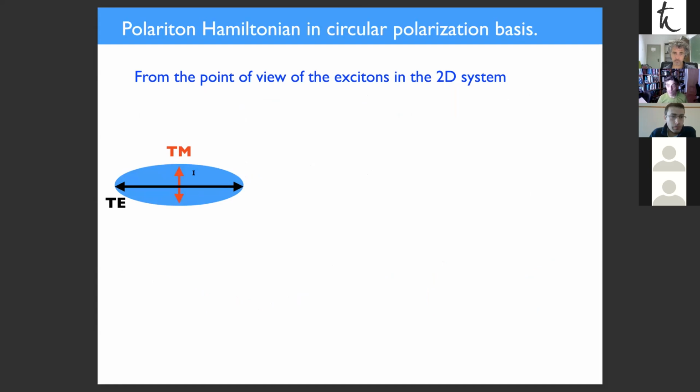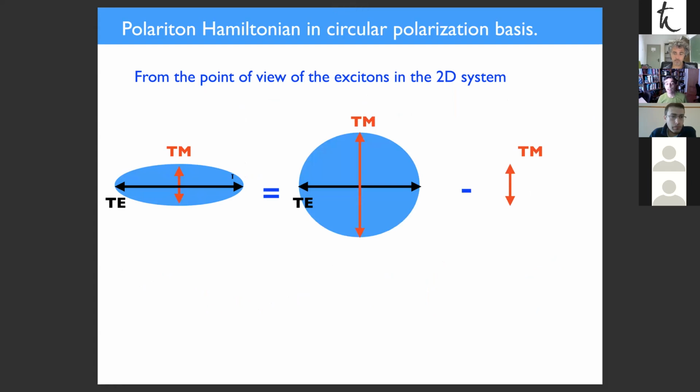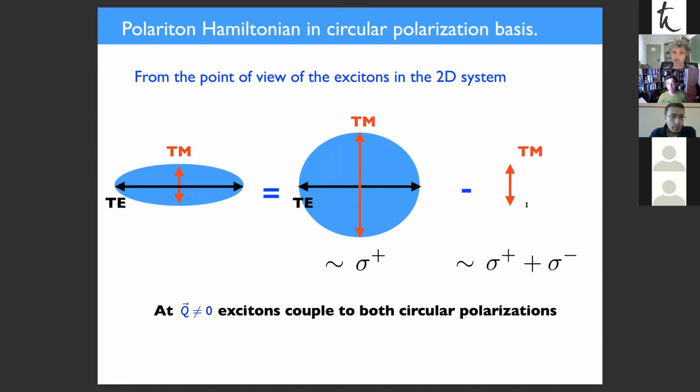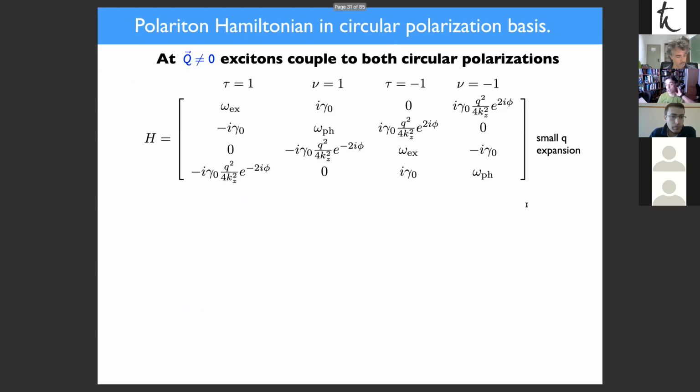So you have an elliptical coupling, and this can be decomposed into something that is circular plus something that is linear. The circular part is going to couple to only one of the polarizations, but the linear part is going to couple to both of them, because the linear is like the sum of the two circularly polarized polarizations. So this means that when the wave vector is not normal, excitons couple to both linear polarizations.